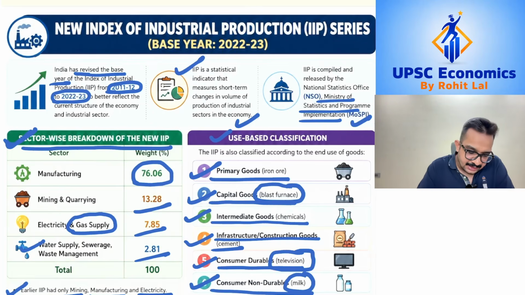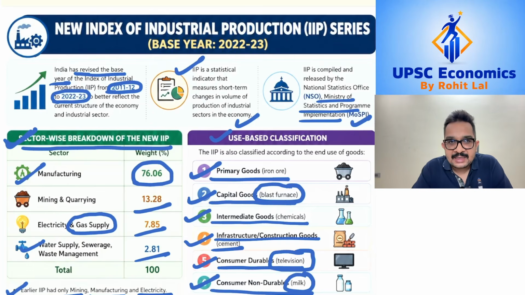Another key thing to remember is that the manufacturing sector is still the key sector, or has the highest weight in the IIP, and it did have so in the earlier indicator as well.